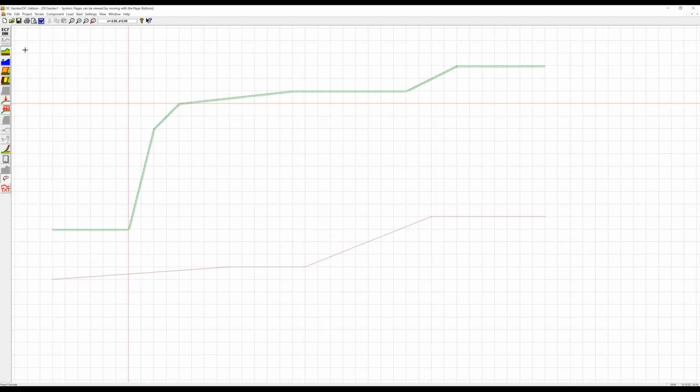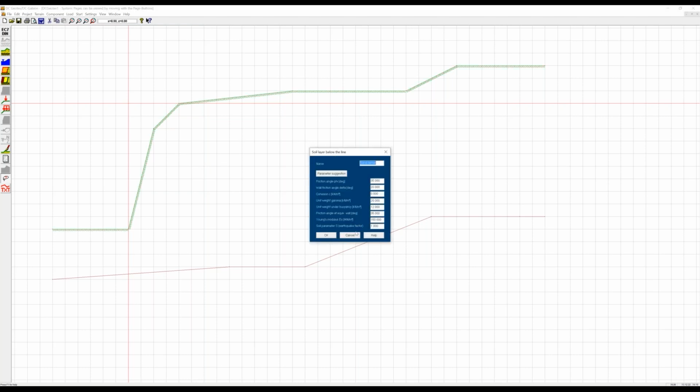And as you see here, as long as some icon is pressed, you're still in input mode. This means that if we click here, we create a new soil layer. If we end this with the right mouse button, there is no icon pressed anymore. We are in edit mode. This means with the double click, I can change every parameter which was defined before. I can change the soil layer, the friction angle, the cohesion, and so on.